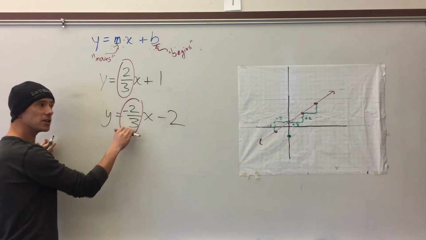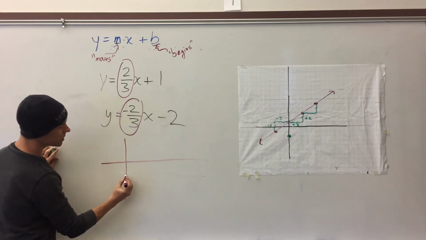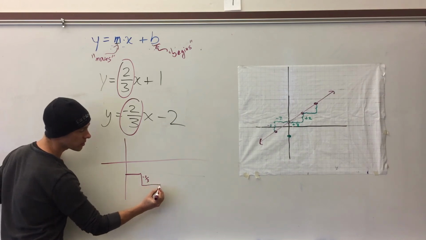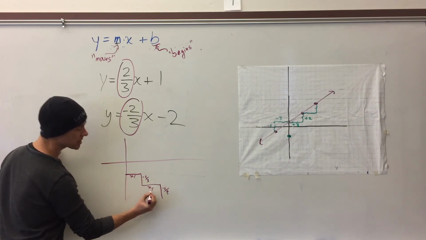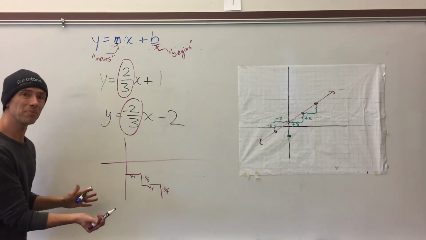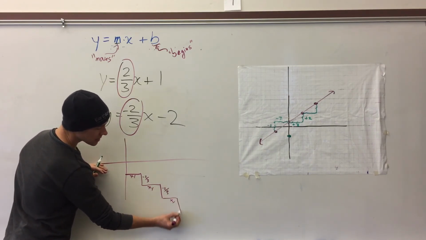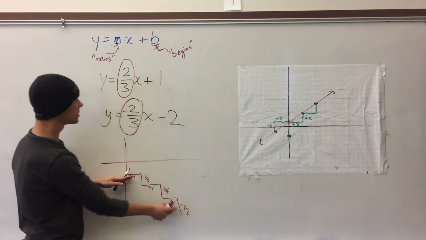As far as this slope, we could go over 1 and down 2/3. I could go over 1 and down 2/3. That's possible because the slope is -2/3. But what's going to happen is that if I do that 3 times, I will have gone down 2.